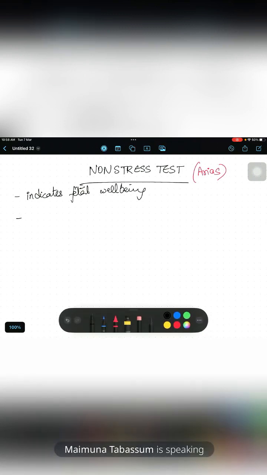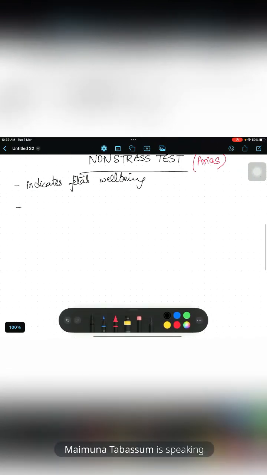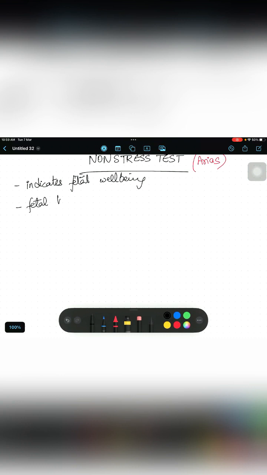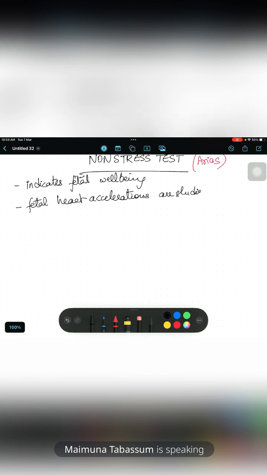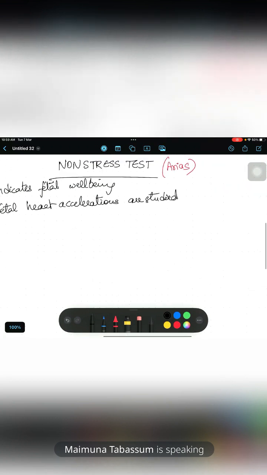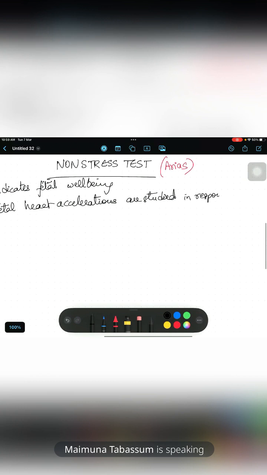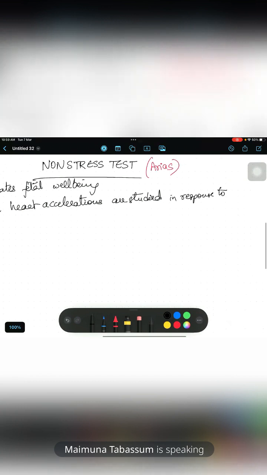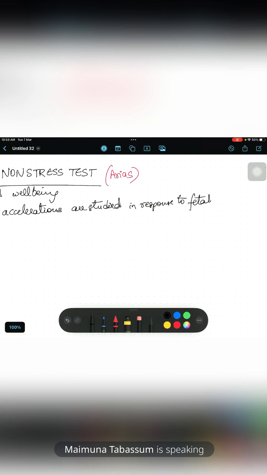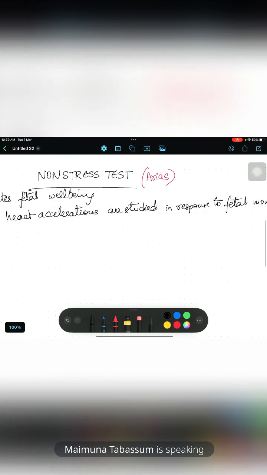So what is the principle of the non-stress test? The fetal heart rate accelerations are studied in response to the fetal movements. So whenever the fetus moves, there will be an increase in the heart rate. So that is studied in the CTG or NST.